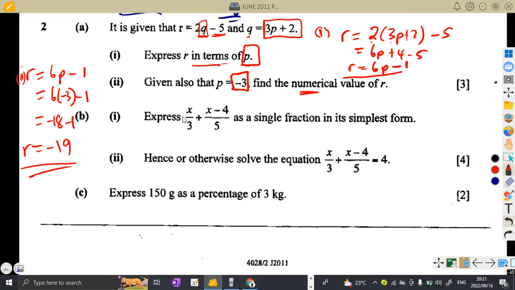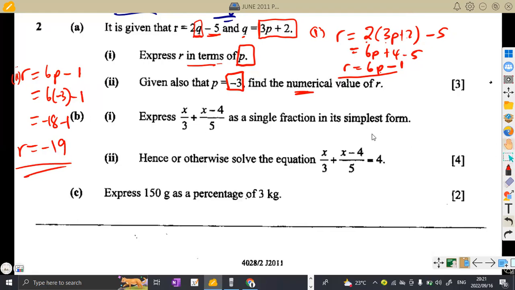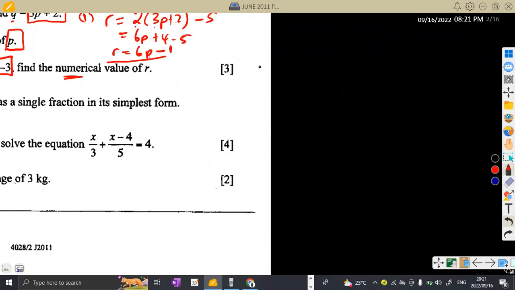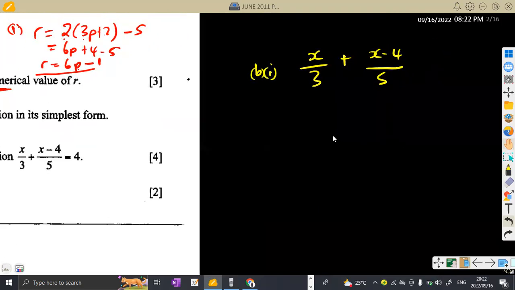Then the item 2: express this as a single fraction in its lowest terms. So as a single fraction, let us just work it aside here. We're given the expression, this was item B, item 1 actually. So this is B, item 1. We're given the expression x over 3 plus x minus 4 over 5. So you're asked to express this as a single fraction in its lowest terms.